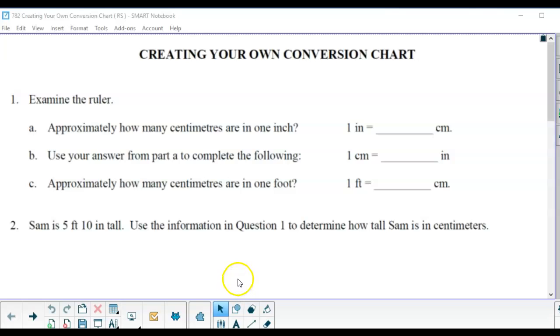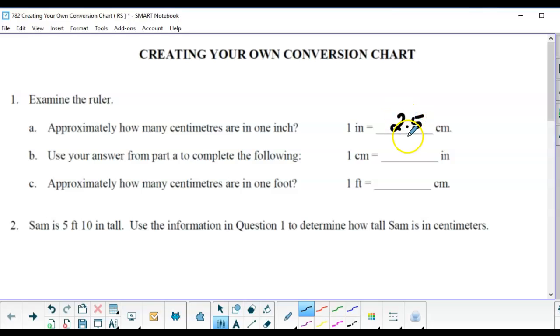Okay, so now we're going to convert between imperial and metric. First question, examine the ruler. You have to have a ruler in front of you, but you've already done some of these conversions before. Approximately how many centimeters are in 1 inch? If you have a ruler that has both inches and centimeters, you can tell that it's approximately 2.5 centimeters. 2.54 is a little bit more accurate, but you can't tell that on a ruler.